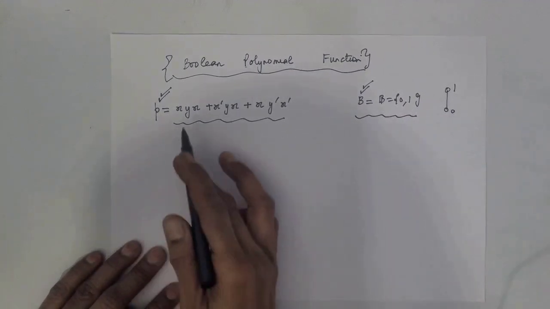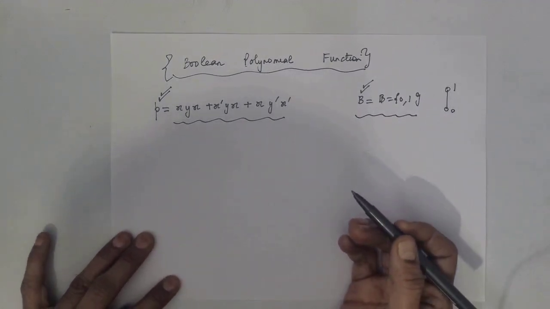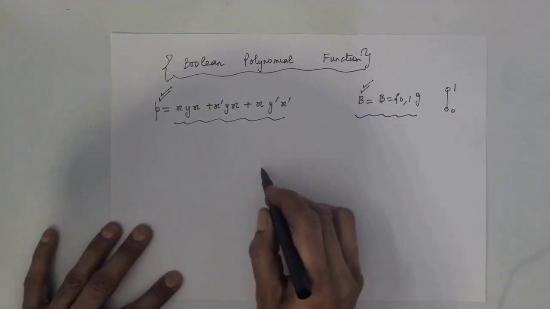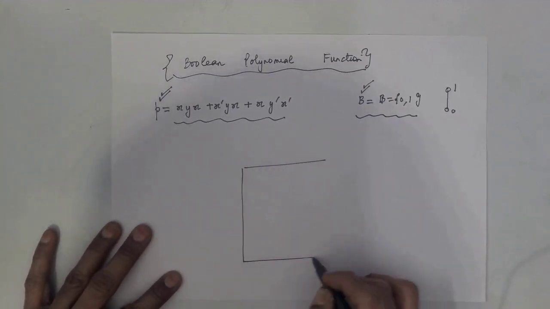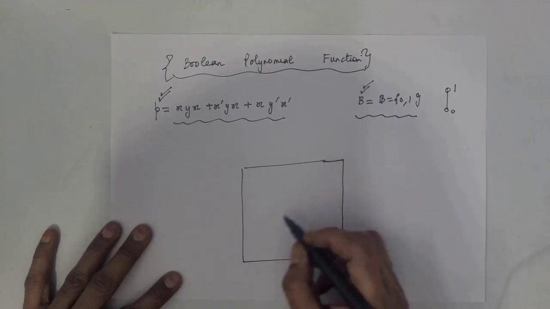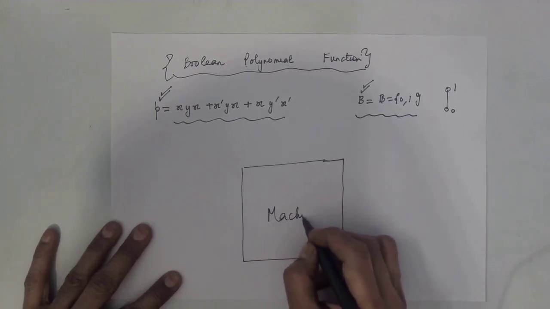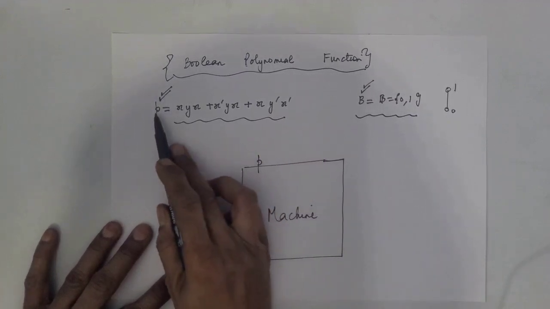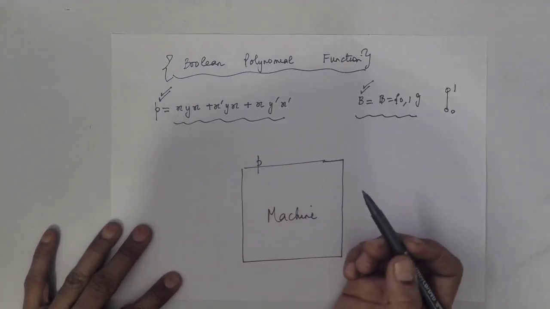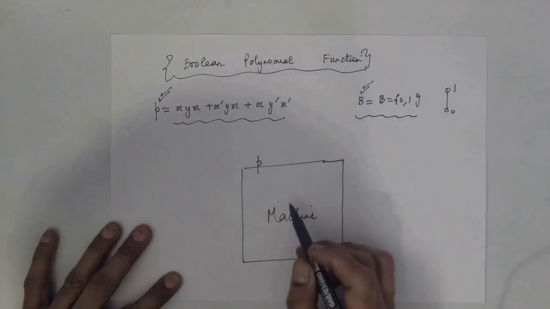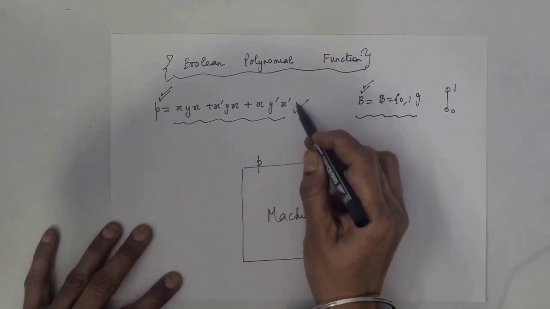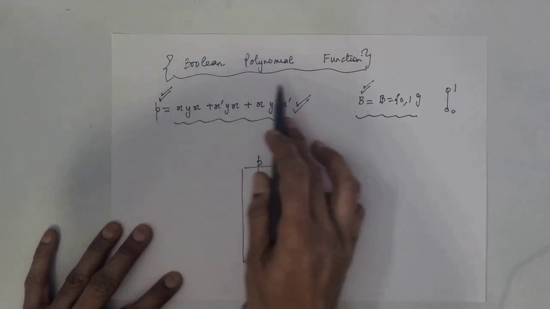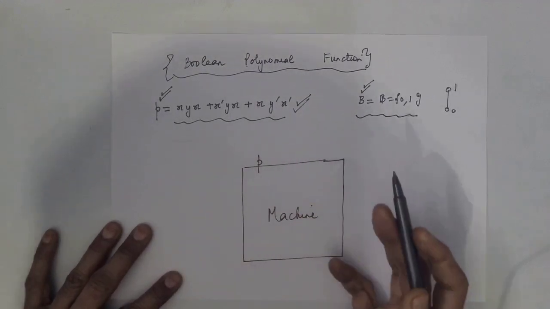Now, as far as a Boolean polynomial function is concerned, it can always be imagined as a system consisting of a processing machine which processes values. The working of this processing machine depends upon what Boolean polynomial p you have taken. So in this particular case, my Boolean polynomial p is this. So I will see how my machine works.